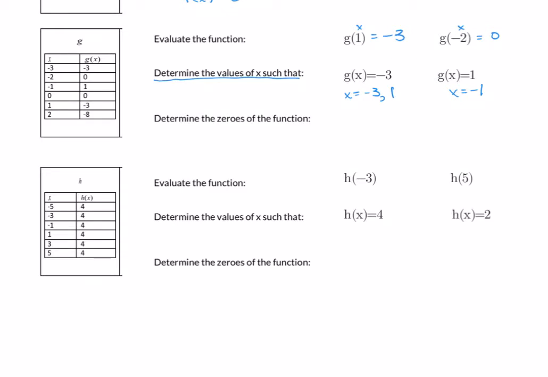All right, determine the zeros. Remember that determine the zeros means where is this thing equal to 0? So we're looking for 0 in our g of x column. So what do we get? We get x equals, we have a 0 here, x equals -2. We also have a 0 here. So we're going to have x equals 0.